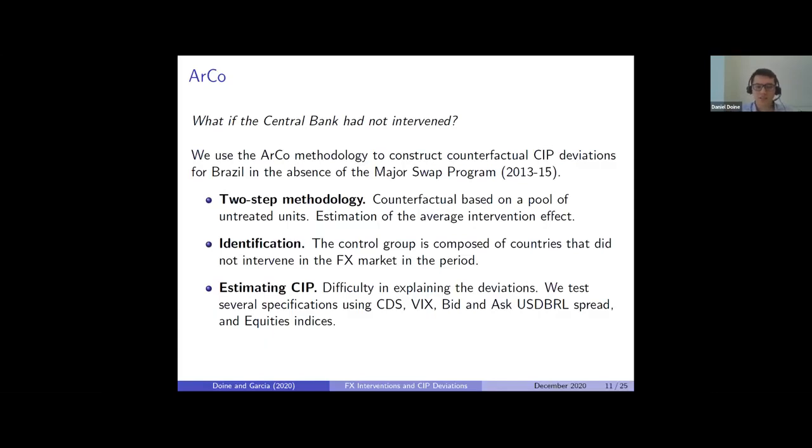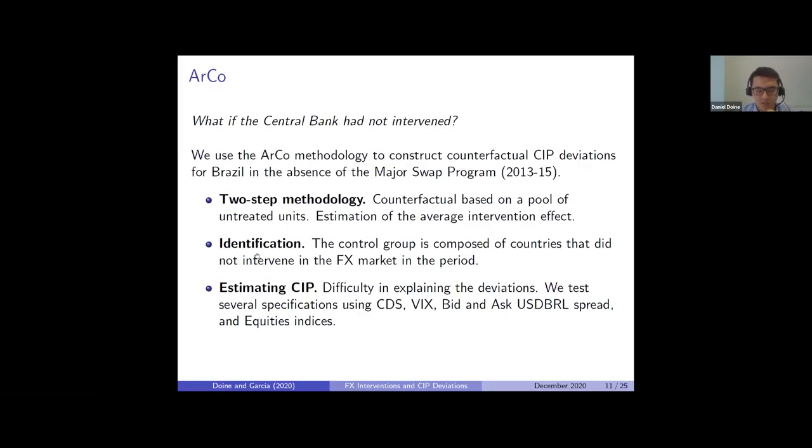building a synthetic CIP. This is basically what the methodology does, and it is a methodology of the kind of synthetic controls, right? It is more suited for the time series environment. So this is a two-step methodology. Basically, we construct a control group of countries that did not intervene, and on the pre-intervention sample we estimate parameters and extrapolate them after the intervention to construct the synthetic CIP deviations, right?